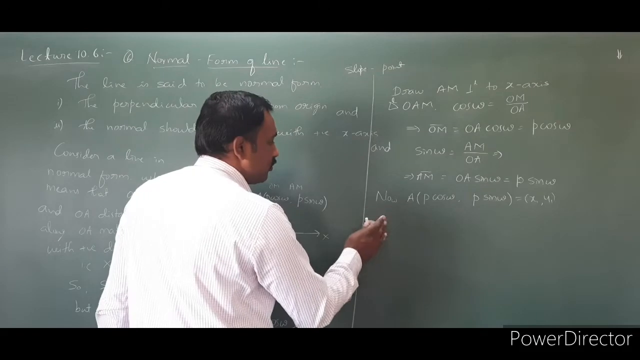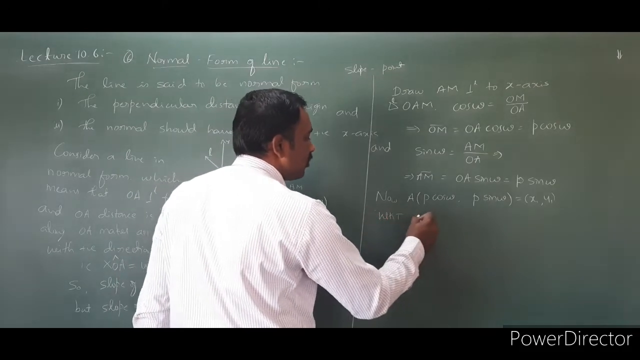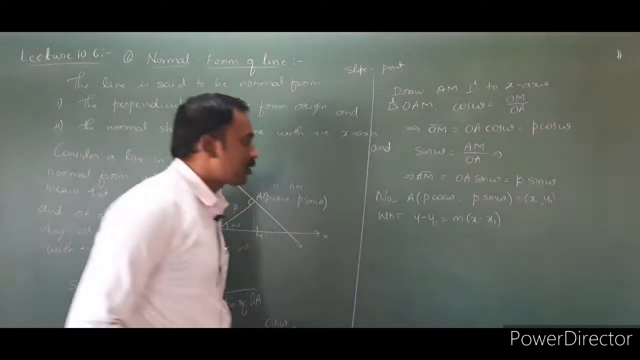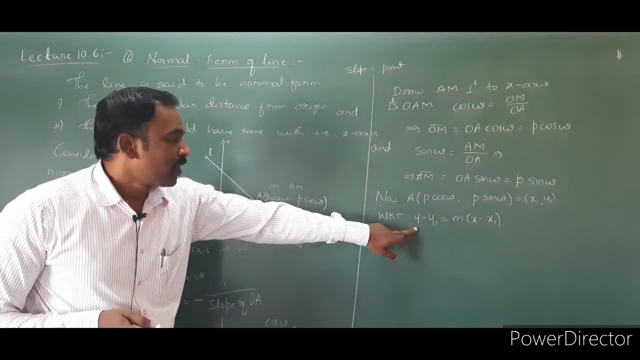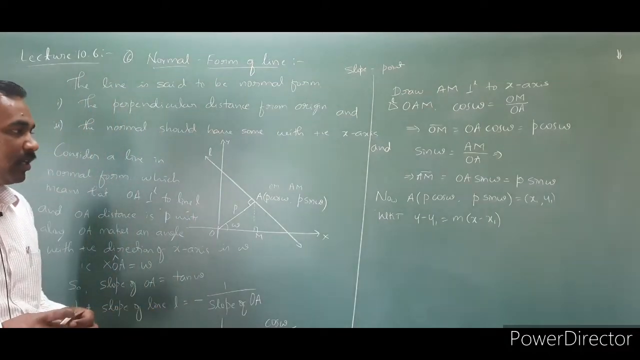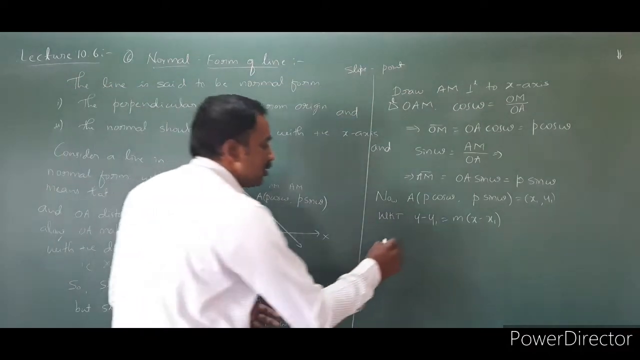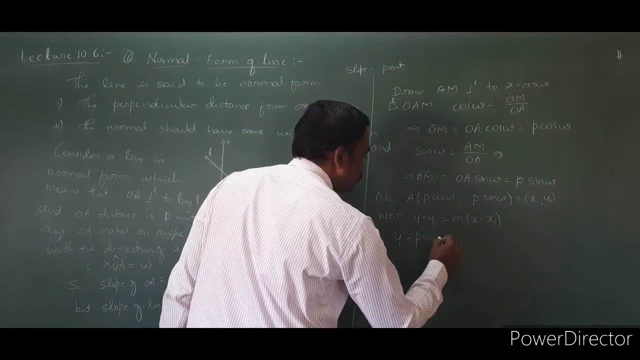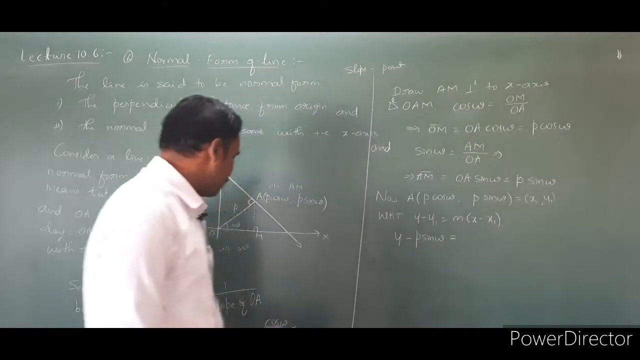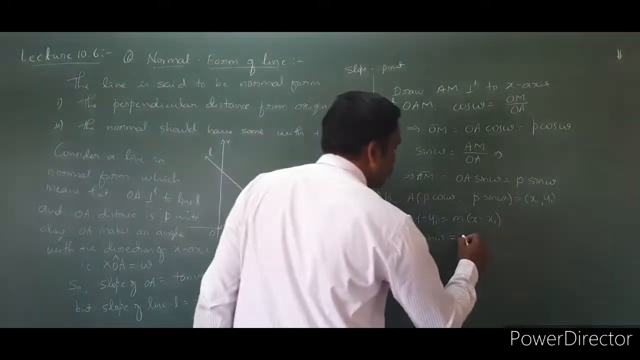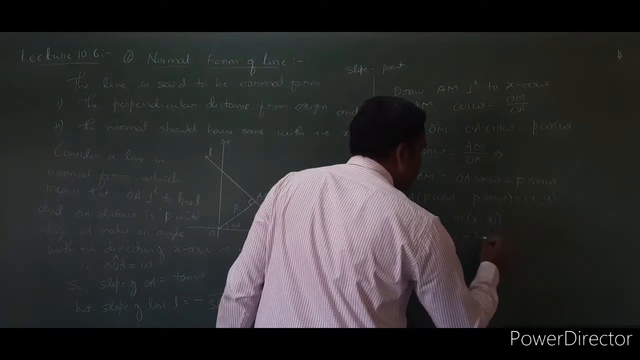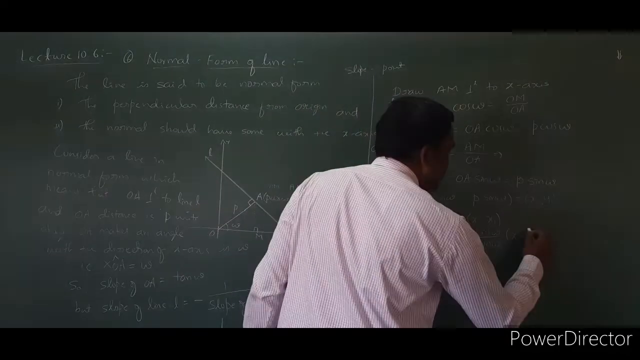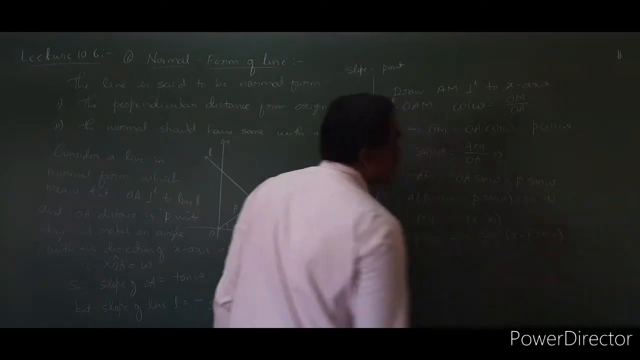Now we know y minus y1 is equal to m into x minus x1. I am using this because we know one point and the slope. So y minus, what is the y1 value? P sin omega, is equal to m. What is m? Minus cos omega divided by sin of omega, into x minus x1 value, which is P cos omega.